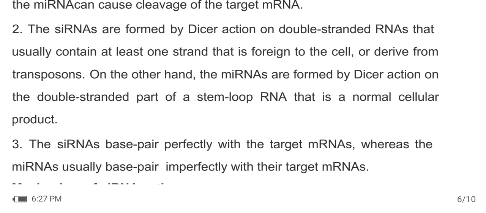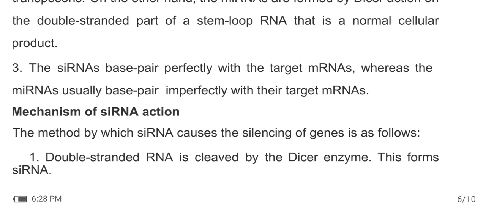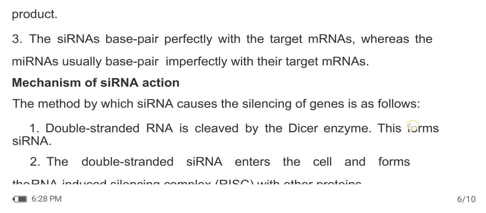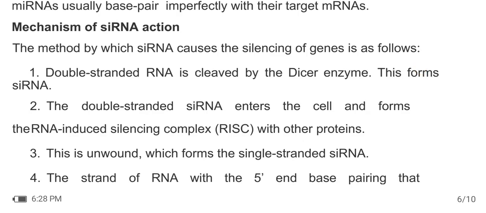The siRNA are formed by dicer action on double-stranded RNAs that usually contain at least one strand that is foreign to the cell, derived from transposons. On the other hand, the miRNA is formed by dicer action on the double-stranded part of stem loop RNA, that is a normal cellular product. The siRNA base pair perfectly with the target mRNA, whereas the miRNA usually base pair imperfectly with their target mRNAs.